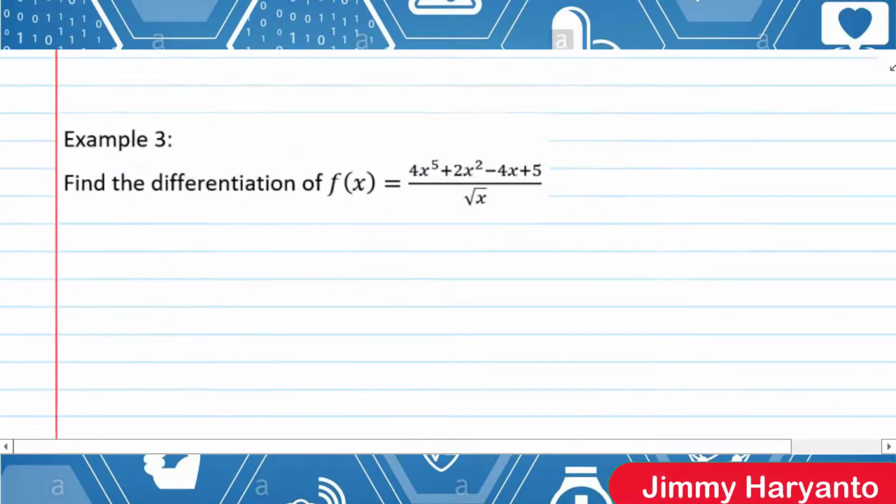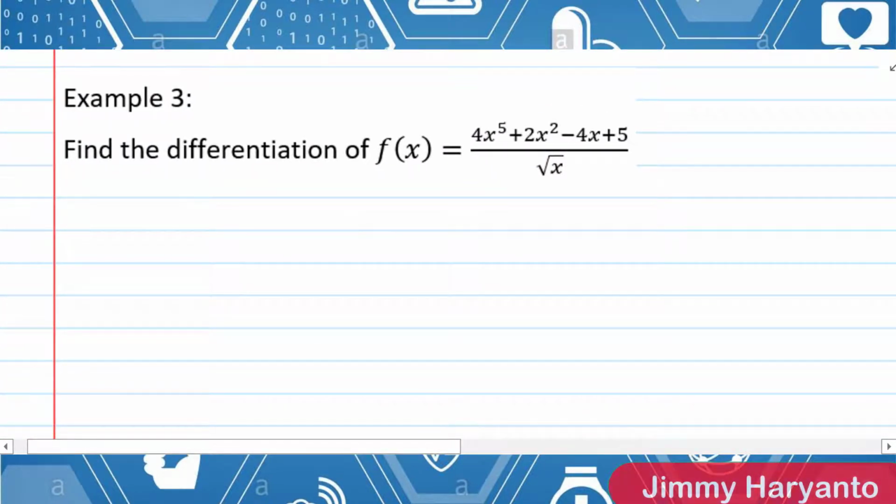Okay, next is example 3. Find the differentiation of this one. For this one, I have a fraction function. That means division. When you have division, you have to divide the function first. So before I differentiate the function, I will have to divide them one by one.